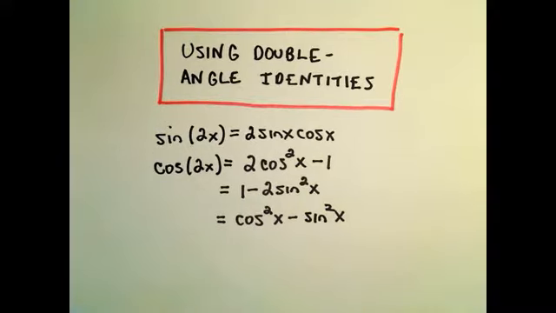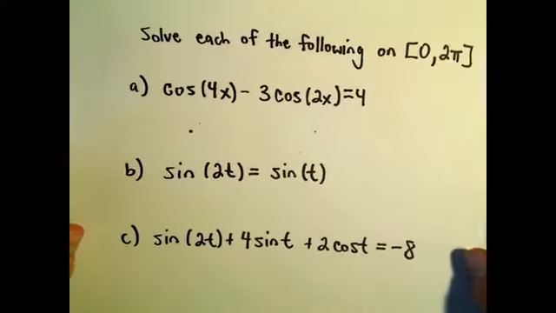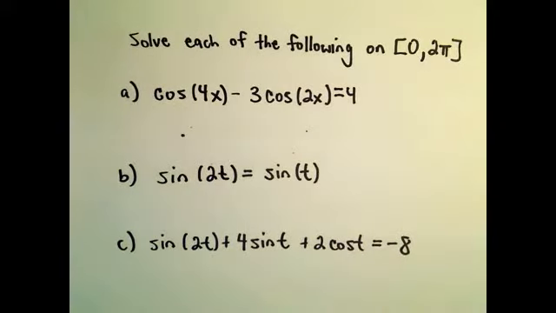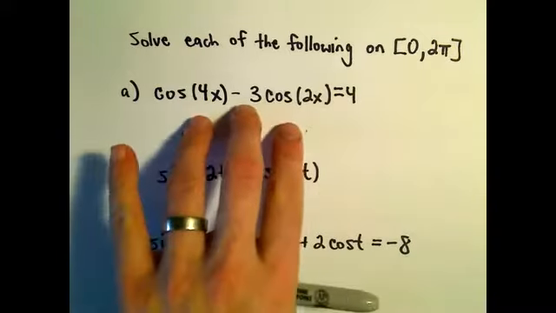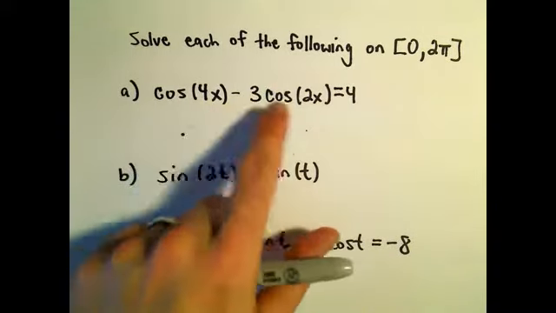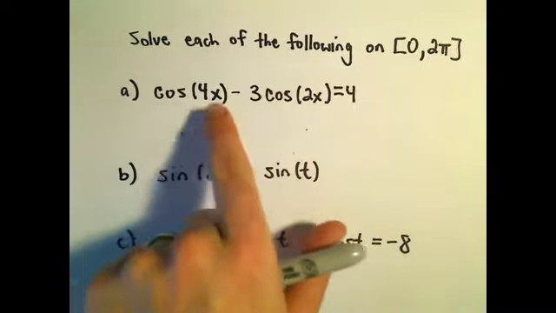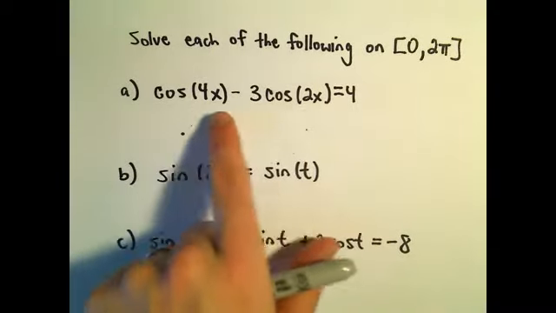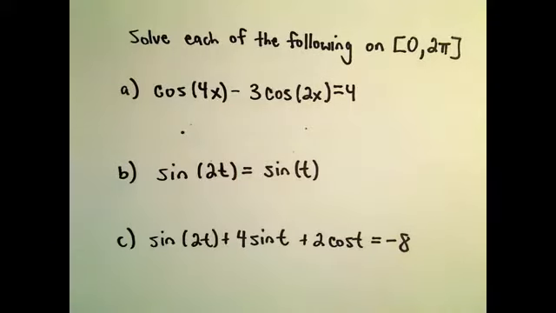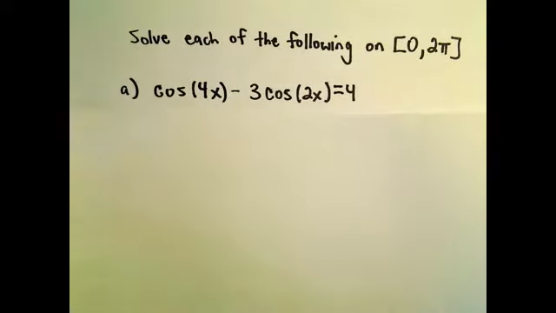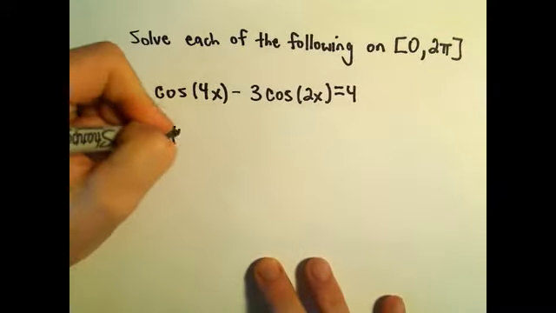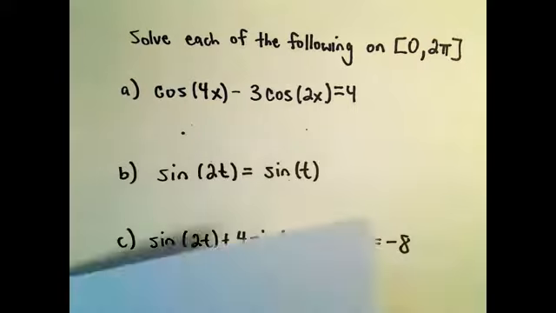So in this case, we'll do part A here. We're going to solve cosine of 4x minus 3 cosine of 2x equals 4. Okay, so if I saw a problem like this just out of nowhere, the first thing I would think is, maybe I can somehow at least make the insides the same. Instead of having 4x and 2x, maybe we can make them a little more similar. And what I'm going to do is rewrite cosine of 4x. So cosine of 4x, I can really break that apart using our identity.